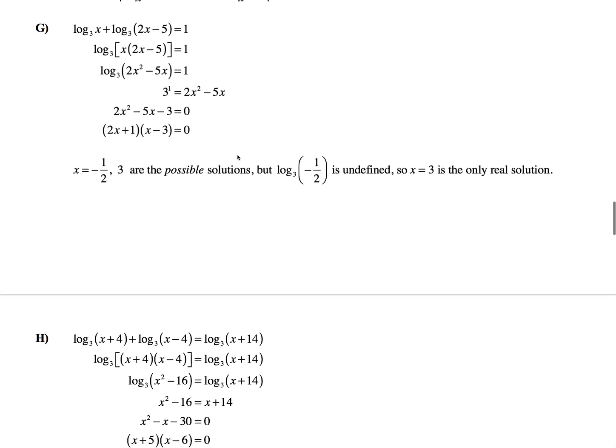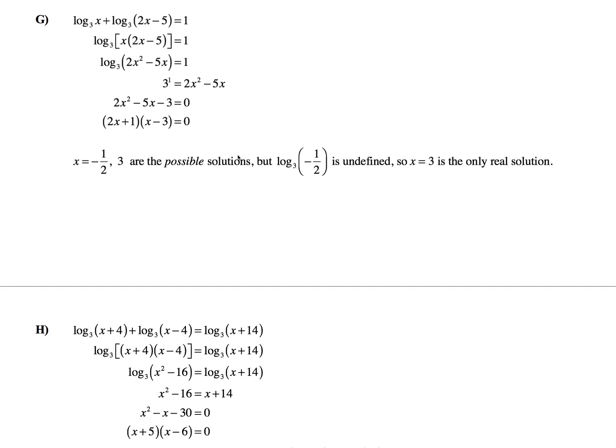Okay, we'll pick up here with question G, and question G is a logarithmic equation, and you have two logarithms on the left side, log base 3 of x plus log base 3 of 2x minus 5, and you can combine those into a single logarithm multiplying the two arguments. So that's log base 3 of x times 2x minus 5, which is 2x squared minus 5x.